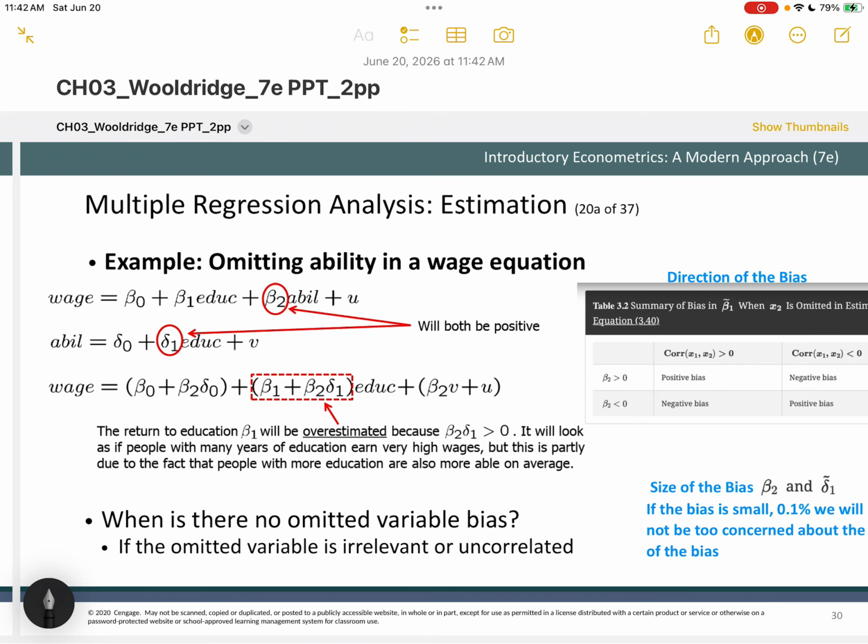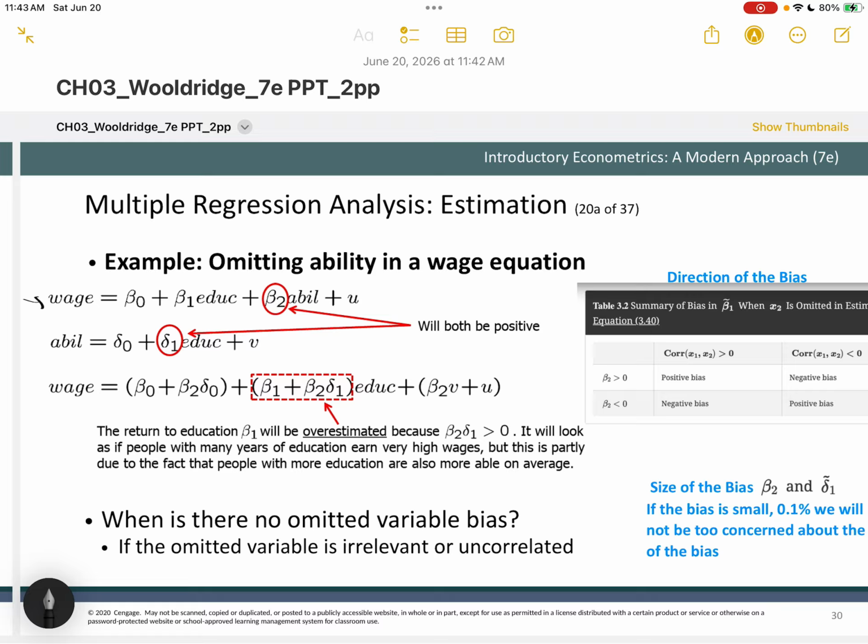So let's work on an example. What does this all mean? Let's assume that we have our true model. Wage is equal to beta 0 plus beta 1 times education plus beta 2 times ability plus U. Now, ability is omitted. We could proxy ability with, say, IQ tests, right, and have it in the model. But let's say ability is omitted. Now, ability is correlated with education.